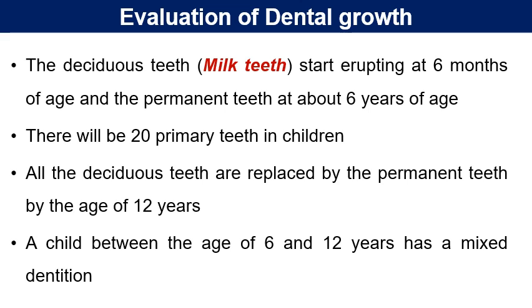All the deciduous teeth are replaced by the permanent teeth by the age of 12 years. So at around 12 years of age, all primary teeth are replaced by the permanent teeth. A child between the age of 6 and 12 years has a mixed dentition. Primary teeth are also present, and the child has already started growing permanent teeth. So a mixture of dentition is evident in children aged between 6 and 12 years.